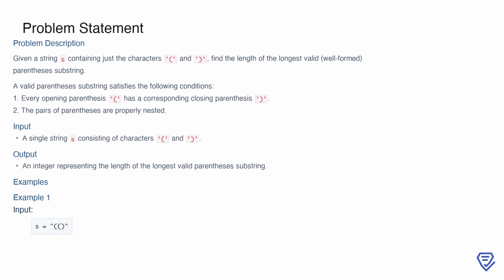In this problem, we are tasked with finding the length of the longest valid parentheses substring in a given string S. The string consists only of the characters '(' and ')', and a valid parentheses substring is one where every opening parenthesis has a corresponding closing parenthesis, and the pairs are properly nested. For instance, "()" is valid because it's balanced and well-formed, while ")(" is not valid since the order is incorrect. You need to return an integer representing the length of the longest substring that meets these criteria.